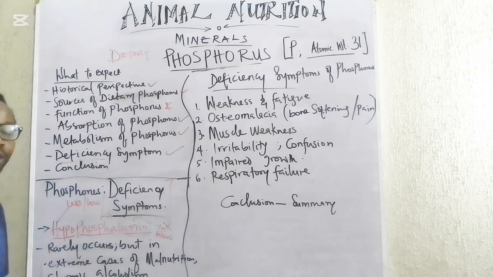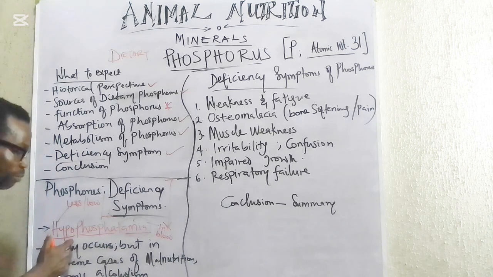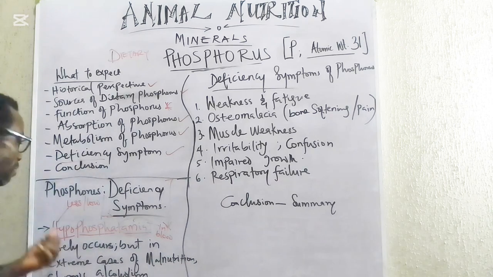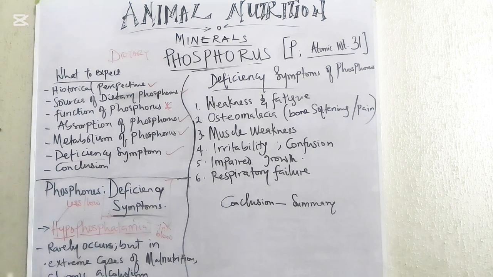So the deficiency symptom of phosphorus is actually referred to as hypophosphatemia, in which case the reverse is true. If it's too much, you have hyperphosphatemia. Now let's go on. It's usually a rare condition. It doesn't happen more often than not because its function is closely related to that of calcium. However, whenever you have phosphorus deficiency, it's usually because of any of these three. In humans, usually chronic malnutrition, chronic alcoholism, or special medical treatment.